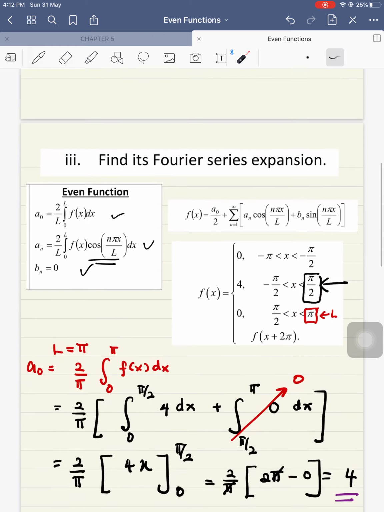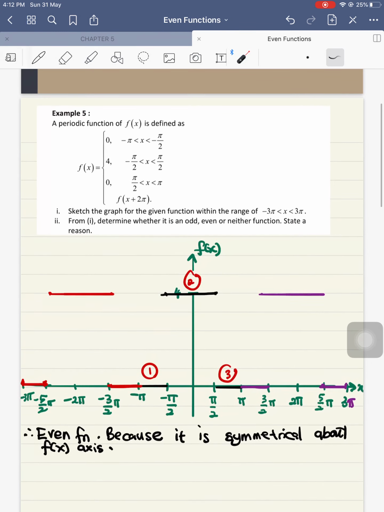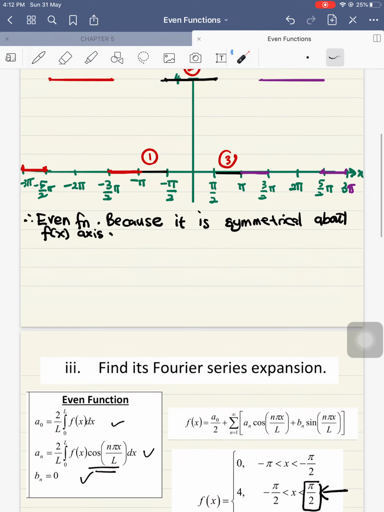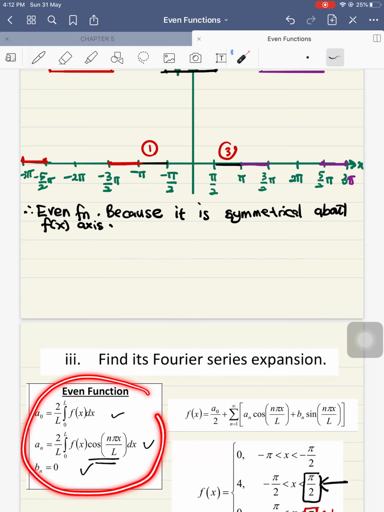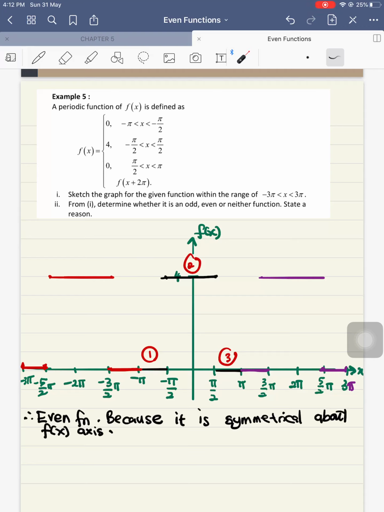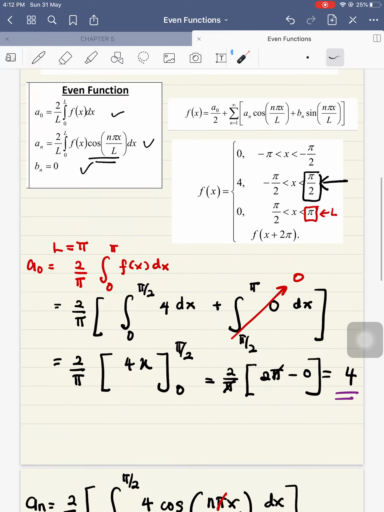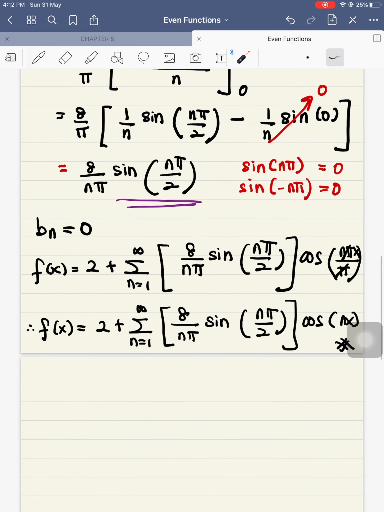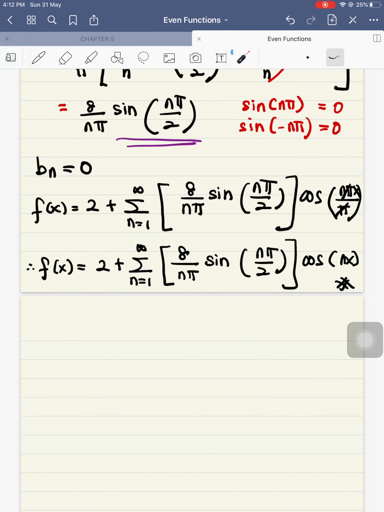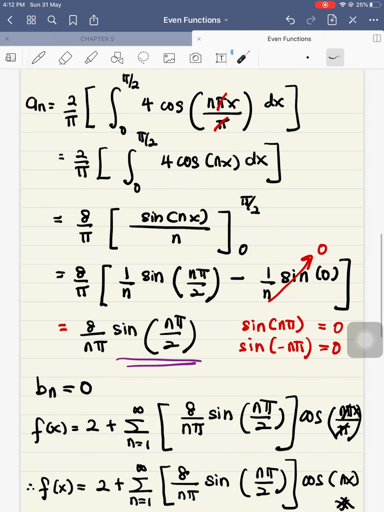Okay, if the question already told you that this is an even function, so you don't need to sketch, okay, because you already know that that is an even function, so you can just proceed with this formula. Okay, but if you don't know whether the function is odd, even, or neither, then you need to sketch first. Okay, so in my next video I will share with you another example on how to solve an even function. Thank you.